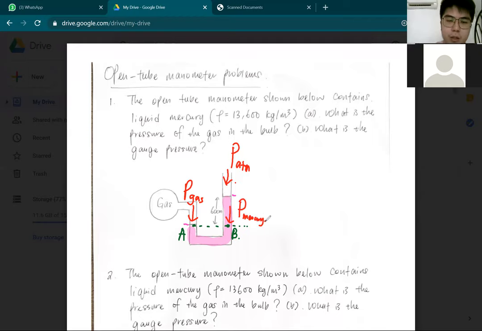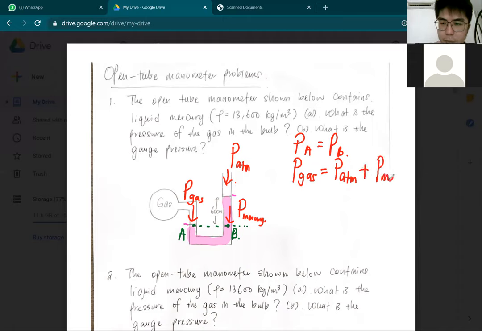Now, to solve this, let's equate the pressure. We know that pressure at A equals pressure at B, right? Now, pressure A is the pressure of the gas. So pressure gas equals pressure B, which is the pressure of the atm plus the pressure of mercury. As long as you find the point where the same pressure acts, then you solve from there. The pressure of the gas is what you want to find.